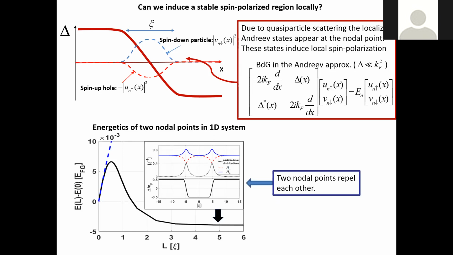So once you have the pairing field of this shape, then due to the quasi-particle scattering, you immediately realize that there will be Andreev states that are localized due to the quasi-particle scattering on the pairing potential, and then they give rise to spin polarization, because you will have a state that is more or less an equal mixture of a spin down particle and, for example, a spin up hole. So schematically you have a distribution of spin down particle and spin up hole. So you induce locally the spin polarization in the system.